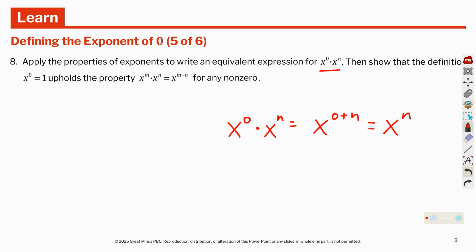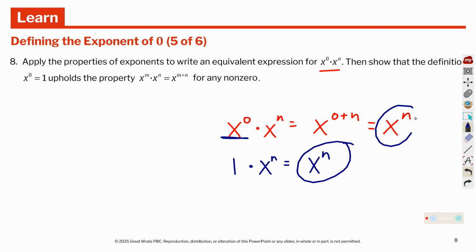Now we're going to show that if we replace x to the 0 with 1, this property is still going to work. So in that position, we'll place 1. X to the n times 1, anything times 1 is itself. Since these two things ended up the same, we know that x to the 0 can be replaced with 1.